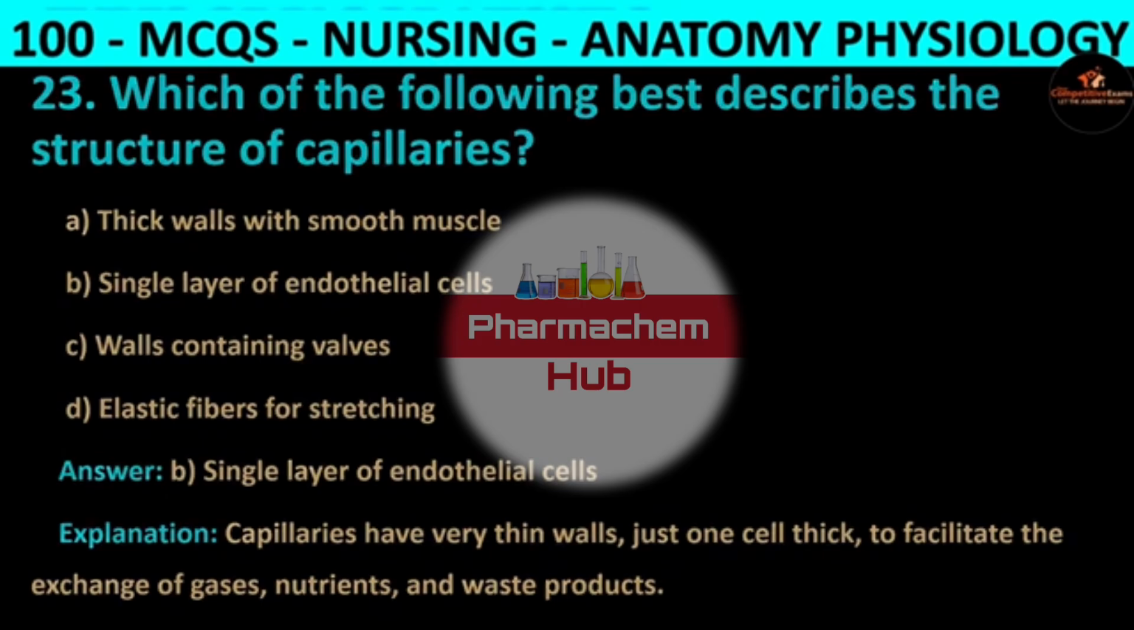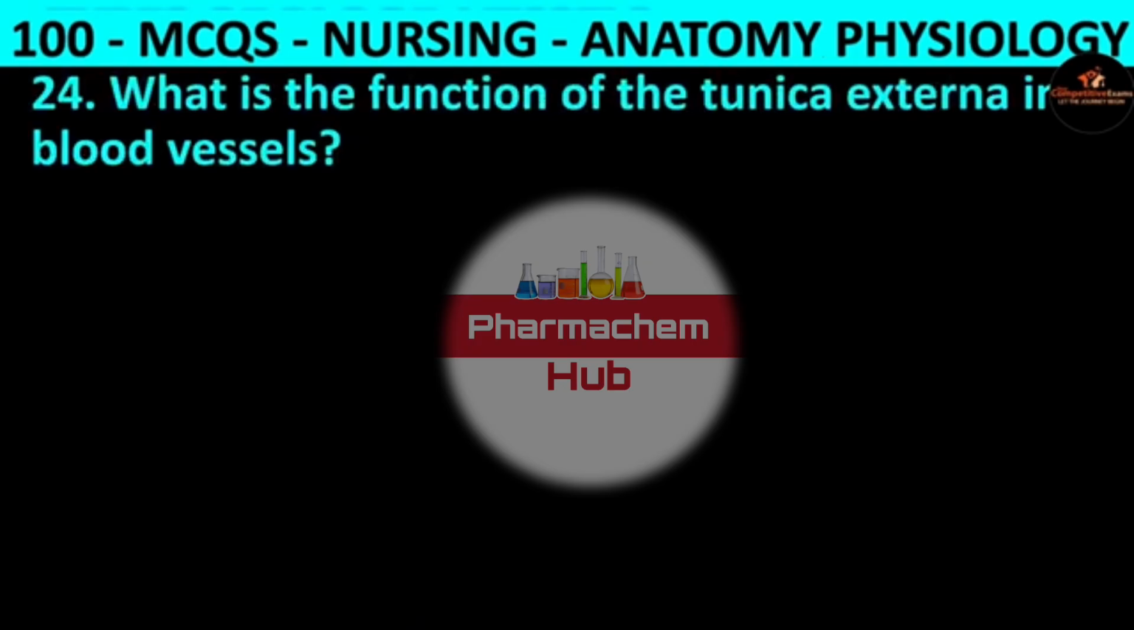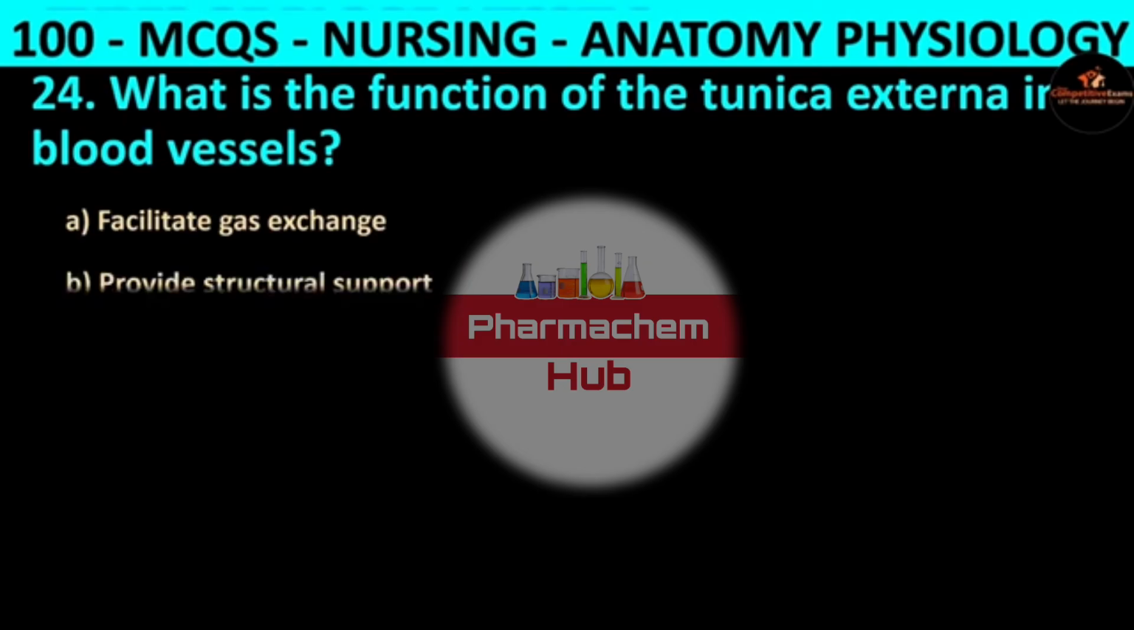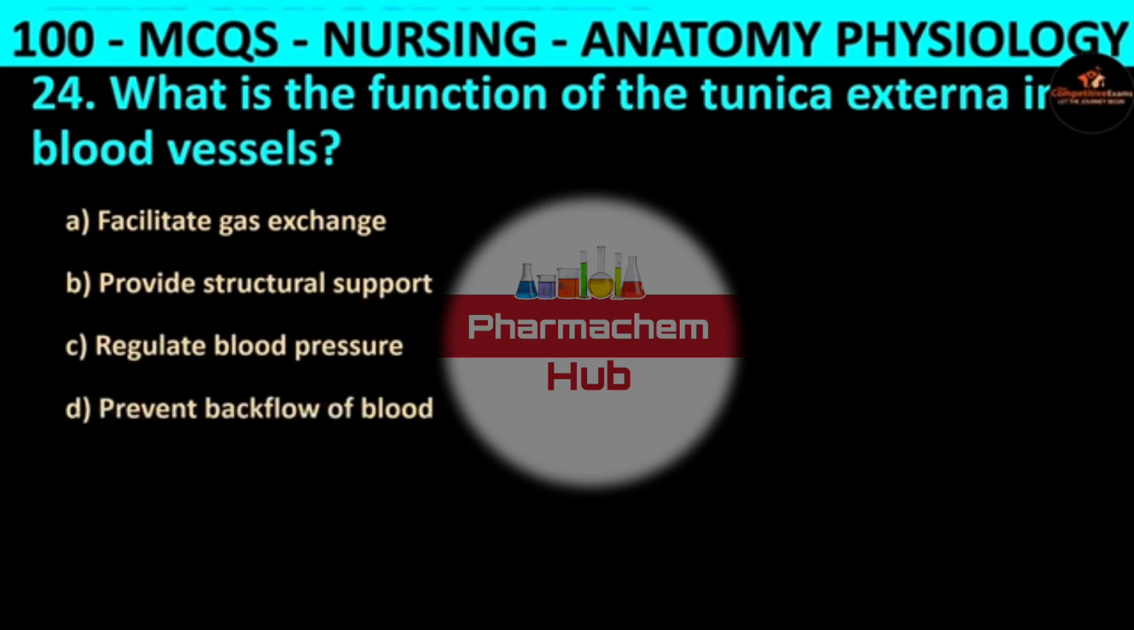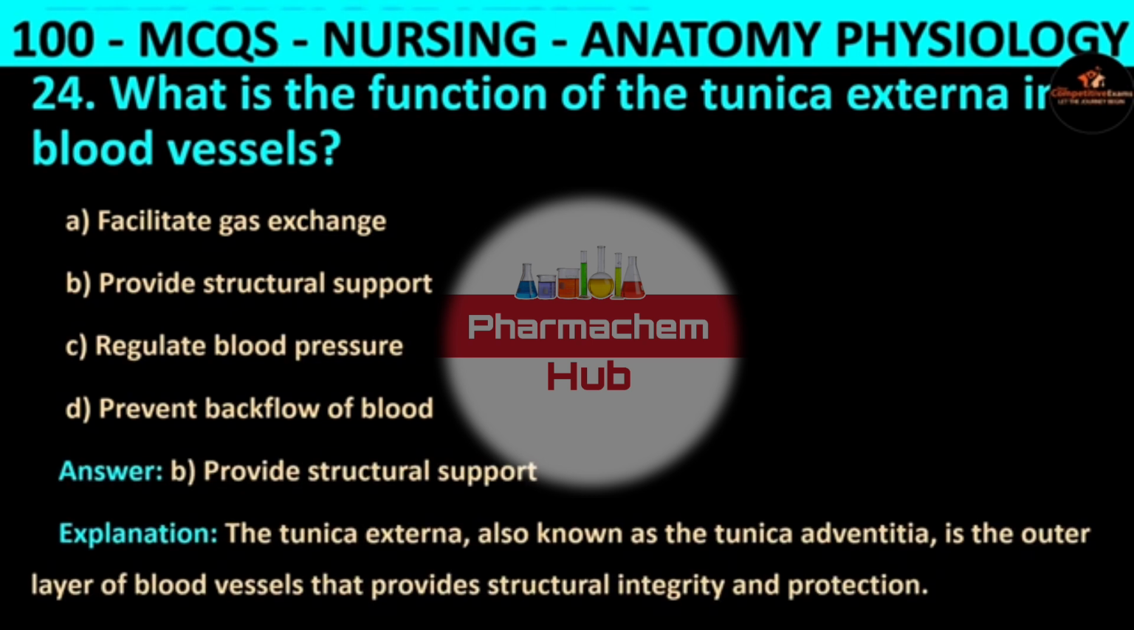Question number 24. What is the function of the tunica interna in blood vessels? The options are facilitate gas exchange, provide structural support, regulate blood pressure, or prevent backflow of blood. The correct answer is B, that is provide structural support. The tunica externa, also known as the tunica adventitia, is the outer layer of blood vessels that provides structural integrity and protection.